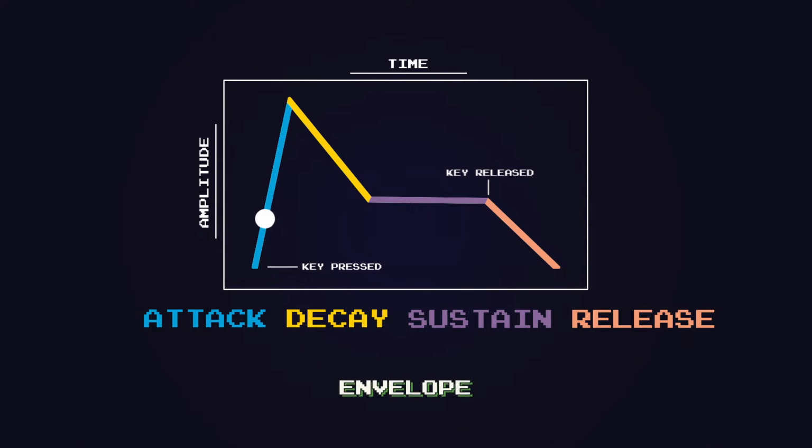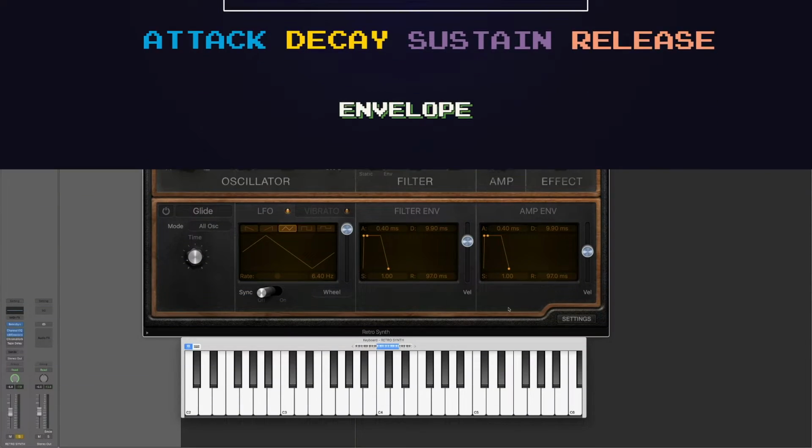It goes up your attack at whatever time you tell it, like I said, in milliseconds or seconds. It'll hit its highest point of amplitude, then begin decaying downward to its sustain level. And it's going to stay at the sustain level as long as you hold the key. Once you release the key, it begins the release, and then that's however long you want it to be.